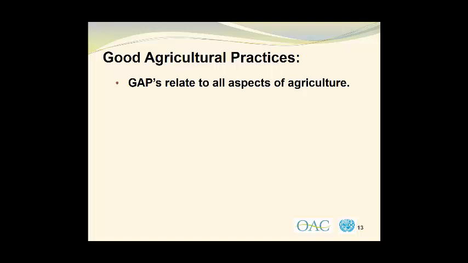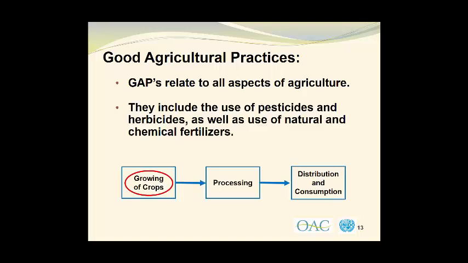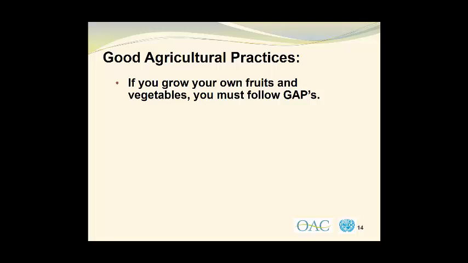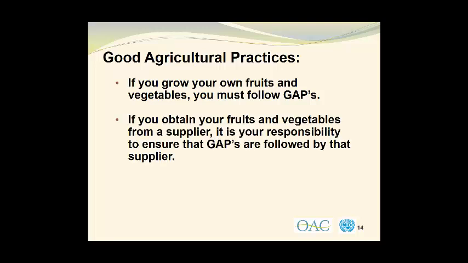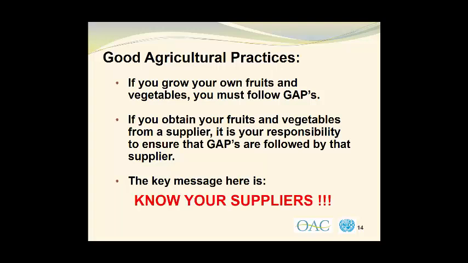GAPs, Good Agricultural Practices, relate to all aspects of agriculture. They include the use of pesticides and herbicides, as well as the use of natural and chemical fertilizers. If you grow your own fruits and vegetables, you must follow good agricultural practices. If you obtain your fruits and vegetables from a supplier, it is your responsibility to ensure that good agricultural practices are followed by that supplier. So the key message here is, know your suppliers.